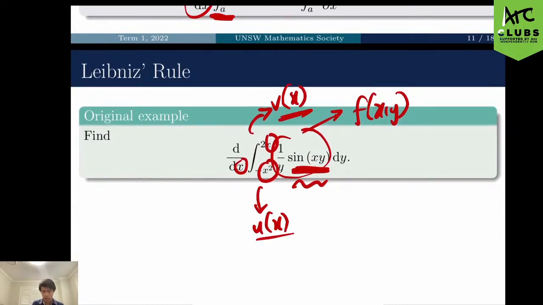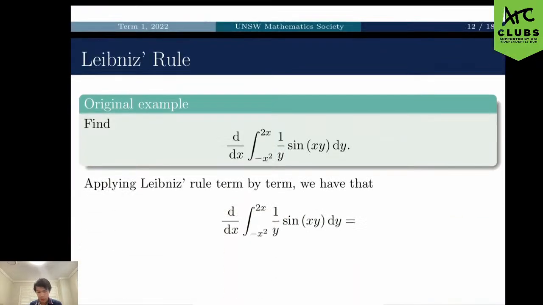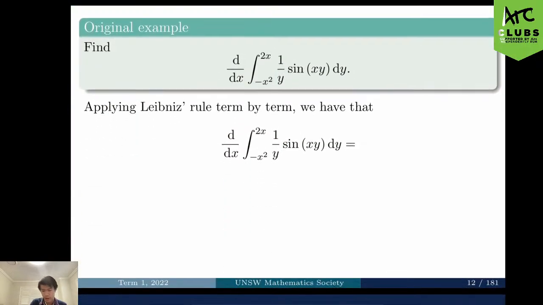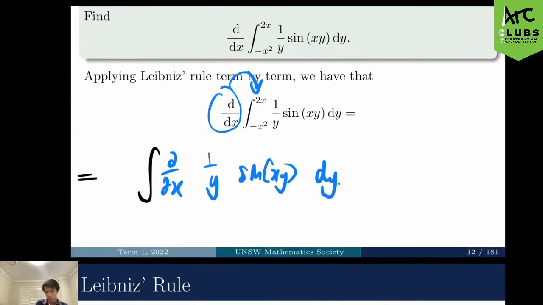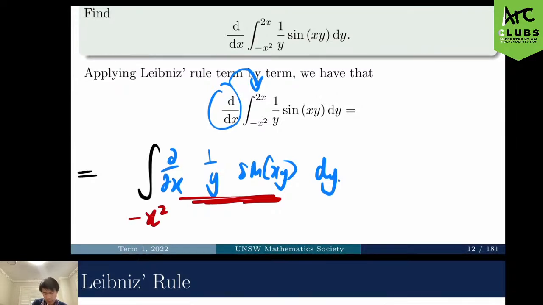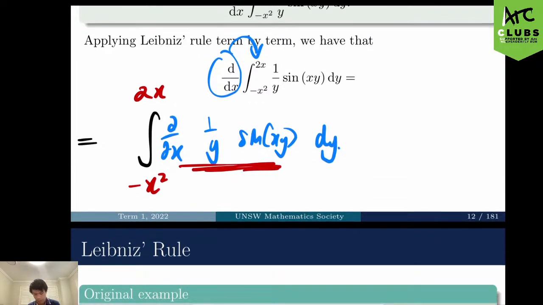Cool. All right, so first things first, let's apply it term by term. The easiest one to remember is just pushing the derivative inside. So we can push this inside, and we'll get d on dx times 1 on y sine xy dy. So that's pretty good. Derivative with respect to x of this, and that's our first thing. We shouldn't be too happy because we still have stuff to do, but let's just go with this for now. That's our first term.